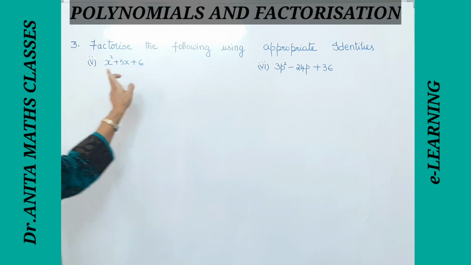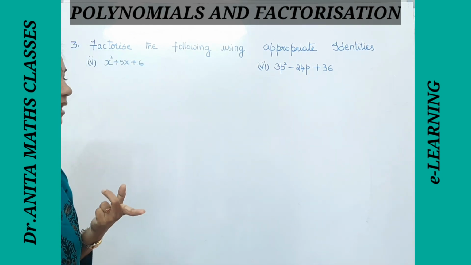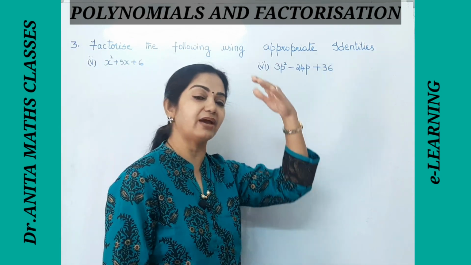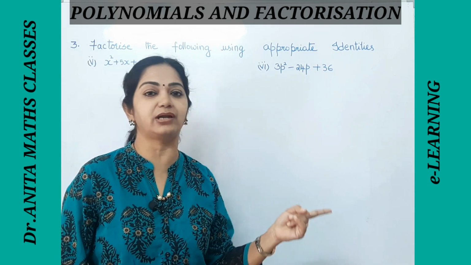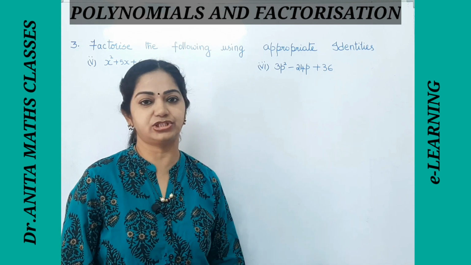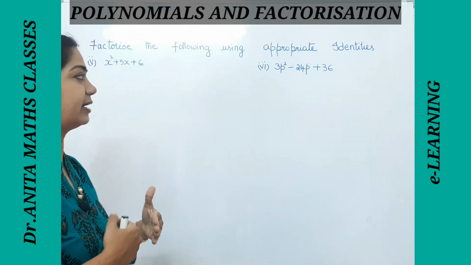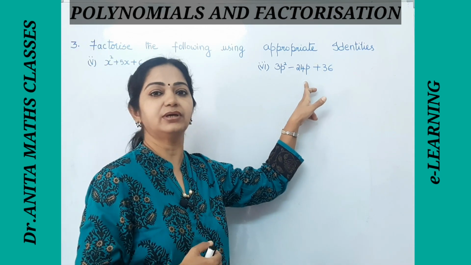Now, here we can factorize them by splitting the middle term also. But the question is given to use appropriate identities. Now, we have learned all the 7 algebraic identities. Those who have not watched that video, go to the playlist and watch that video of the algebraic identities. Whichever identity suits here, we have to apply.